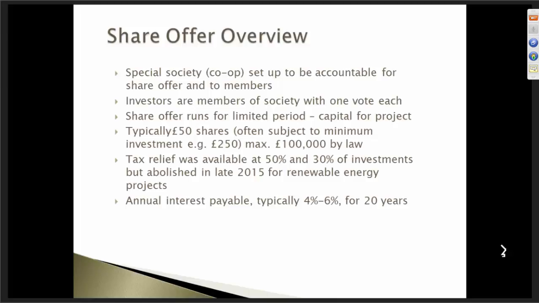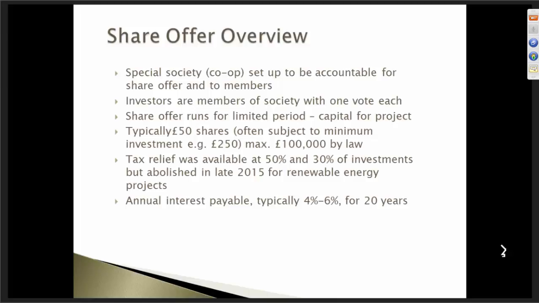The share offer: a special society, a co-op set up to be accountable for the share offer and to its members. Investors are members of the society with one vote each. The share offer runs for a limited period, and for us it was for capital for our project. Typically £50 shares, and often subject to a minimum of £250 and a maximum of £100,000 by law.